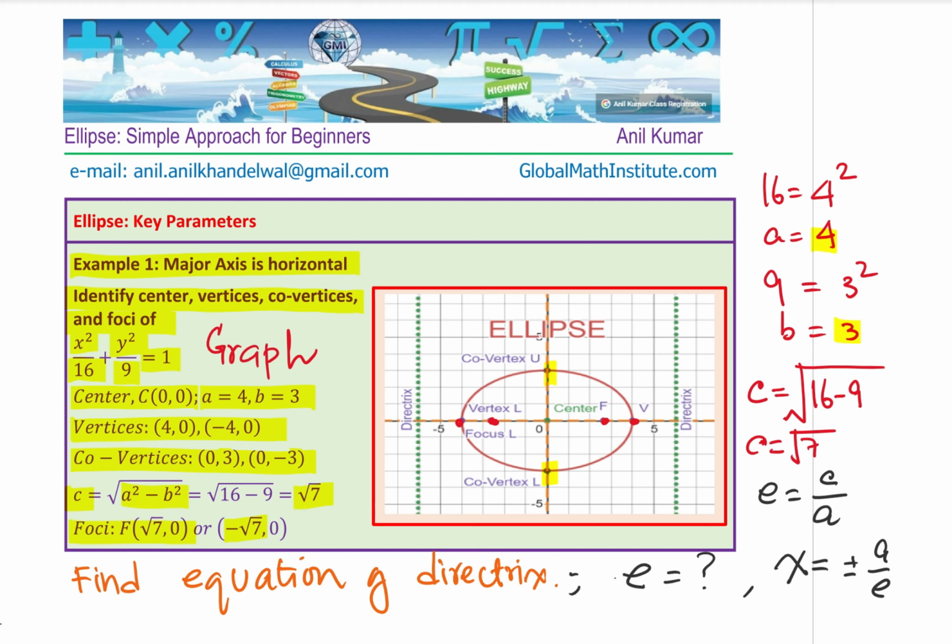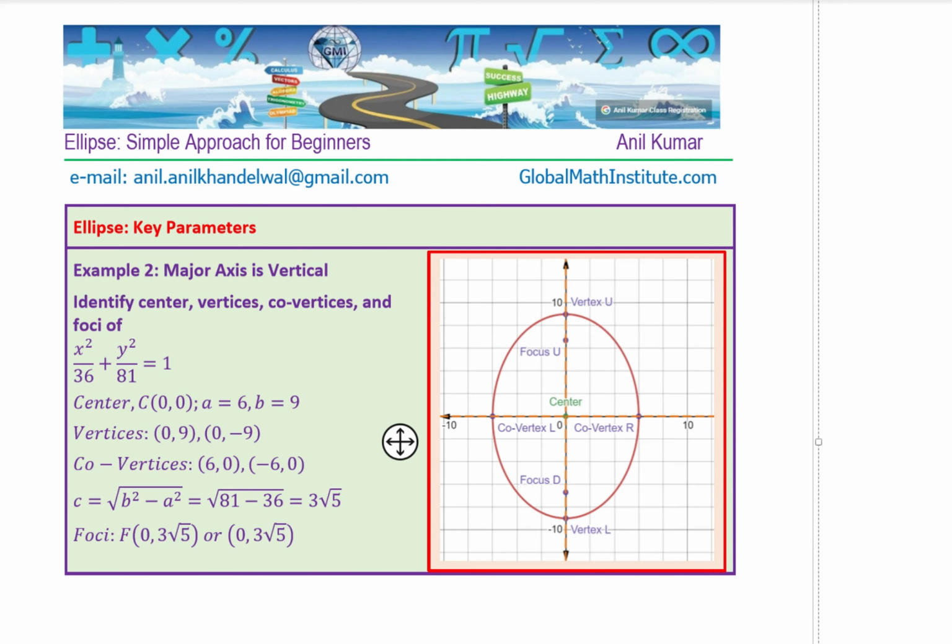Do these calculations. The diagram is before you, and see what is the equation of this particular horizontal line. So I've kept this as an exercise for you. Now let's look into the next example.